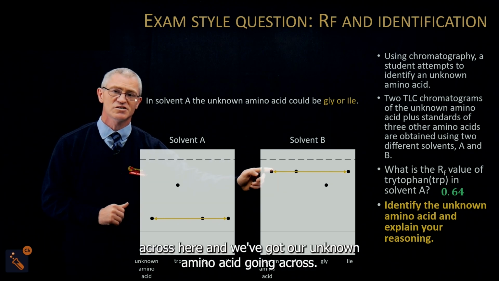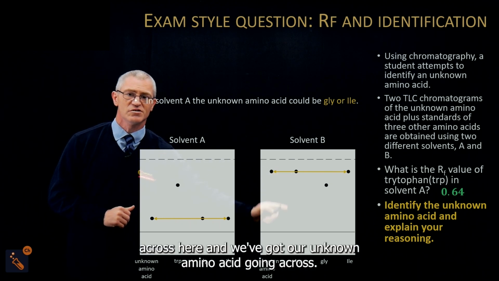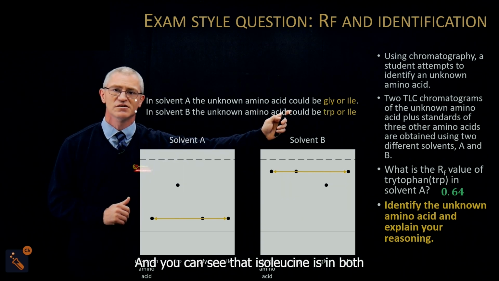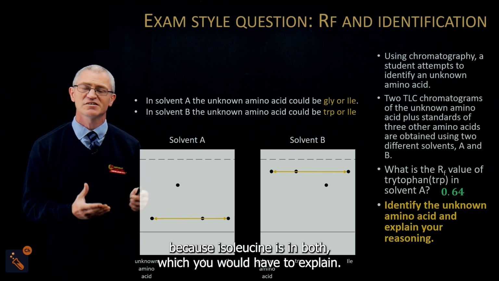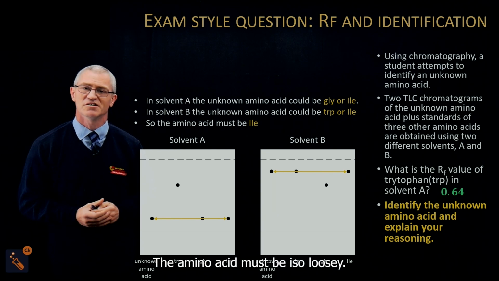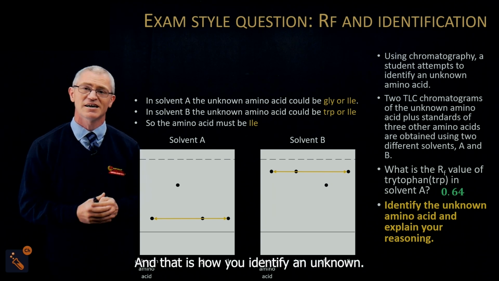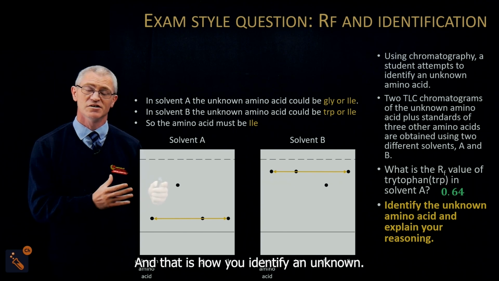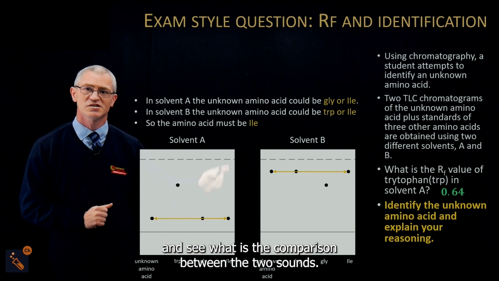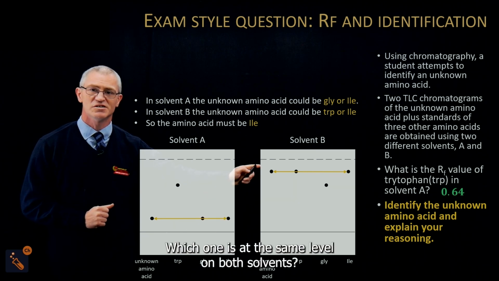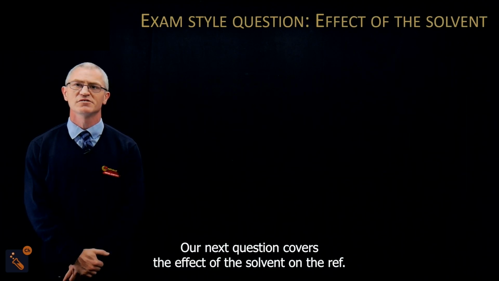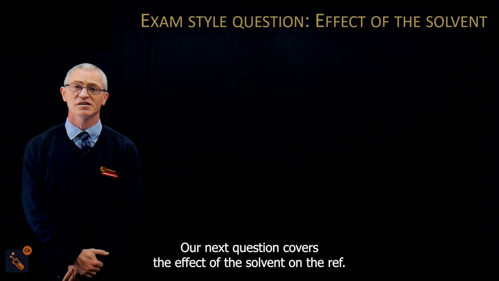Next one, we're going across here and we've got our unknown amino acid going across. It could be tryptophan or it could be isoleucine. And you can see that isoleucine is in both. And because isoleucine is in both, which you would have to explain, the amino acid must be isoleucine. And that is how you identify an unknown when you've got two different solvents. You just look across and see which one is at the same level on both solvents.